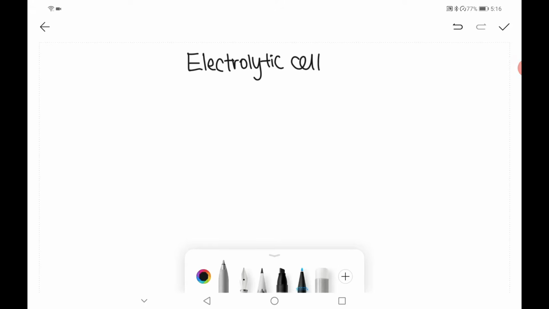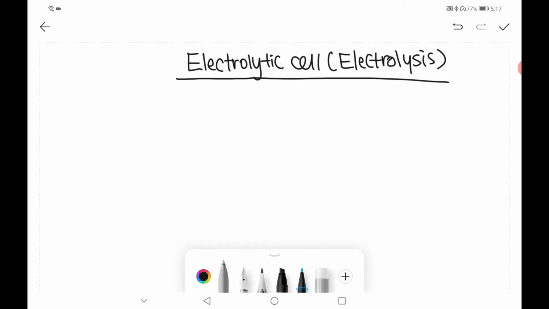Alright guys, in the last lesson we learned about the electrolytic cell and also electrolyte, yeah? We haven't gone deep into the electrolytic cell, we just covered a very basic thing, okay? So let's do a very quick recap before we continue with our lesson, yeah? Alright, so the electrolytic cell, also known as electrolysis, okay? If you see electrolysis, it actually has the same meaning as electrolytic cell, yeah?